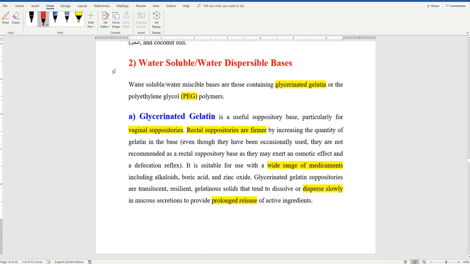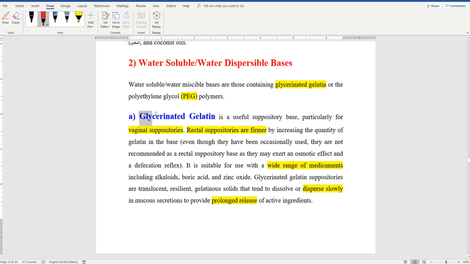The second section that we want to talk about is the water soluble or miscible vehicle. We will talk about glycerinated gelatin, number one. Then we will talk about polyethylene glycol. Then we will talk about soap glycerine.